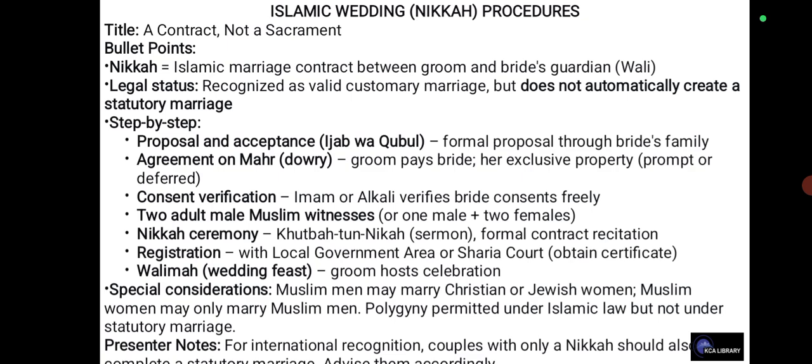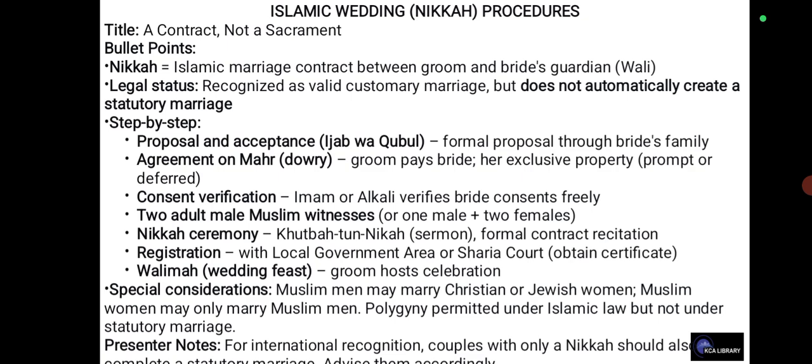Now let's look at Islamic wedding procedures. Call it the nikah procedure. Nikah is an Islamic marriage contract between the groom and the bride's guardian, the wali. It is recognized as a valid customary marriage, but does not automatically create a statutory marriage. So the steps include proposal and acceptance, then agreement on the mode of dowry, then consent verification, then two adult male Muslim witnesses, then the nikah ceremony, registration, and walima, which is the wedding feast.